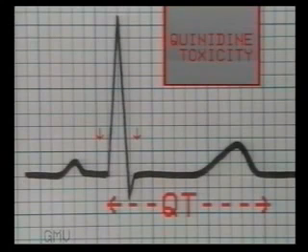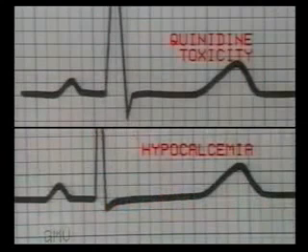This is in contrast with hypocalcemia, where QT segment is prolonged but QRS and T waves are normal. Note again that in quinidine toxicity, the QRS is widened and ST segment is also prolonged, while in hypocalcemia, only the ST segment is prolonged. The QRS complex is normal.